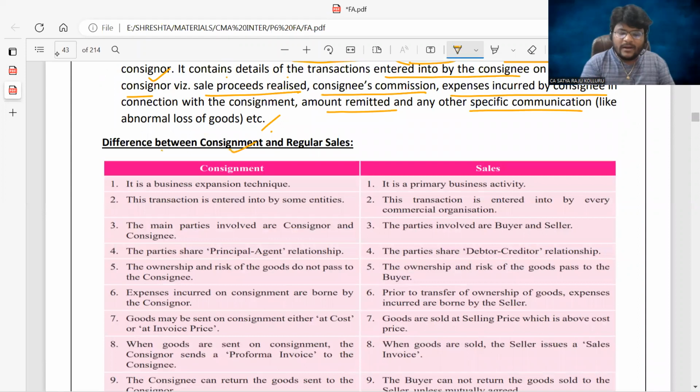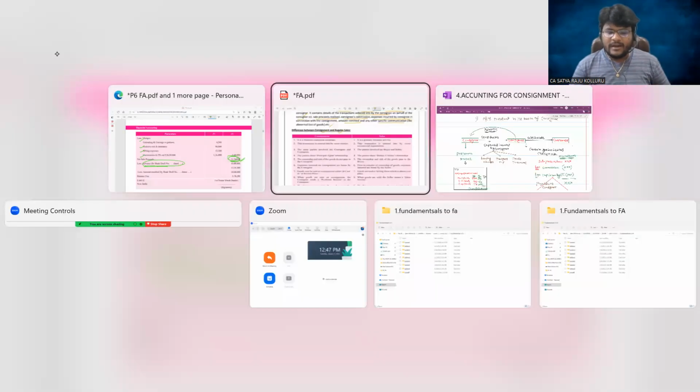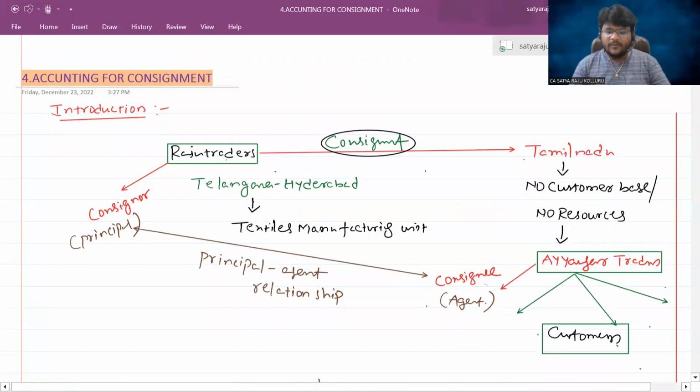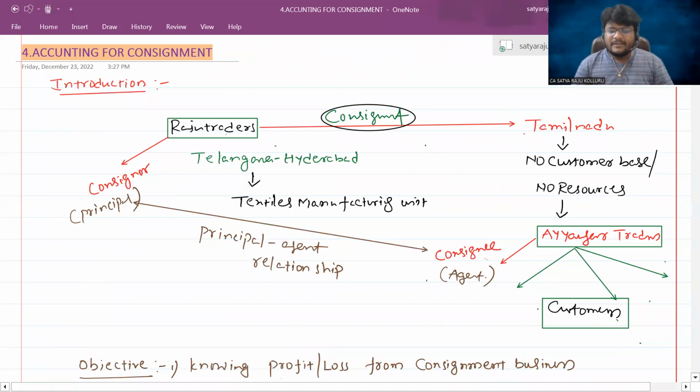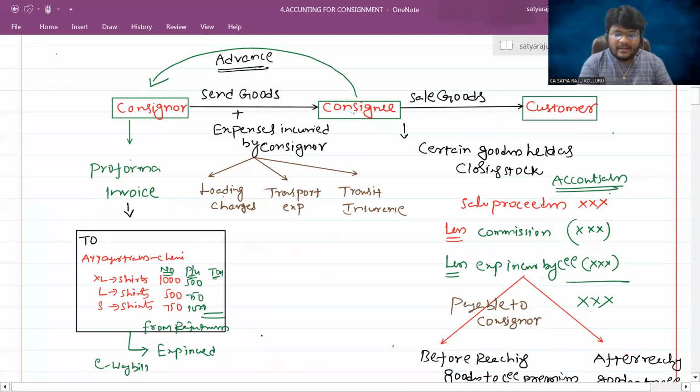Difference between consignment and regular sales. Sir, what is the difference between consignment type of sale and regular sale? Can you please tell me, all of you here, guys, by checking the consignment type of business? Sir, in case of the regular course of sale, the risks and rewards are transferred at the time of sale itself. In case of regular sale, the risks and rewards are automatically transferred to the buyer. But in case of consignment, the risks and rewards are still lying with the consignor only. That is the difference, or not?